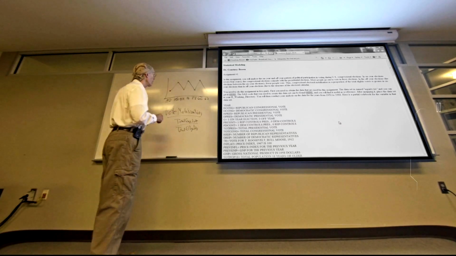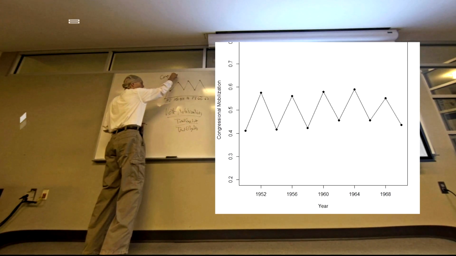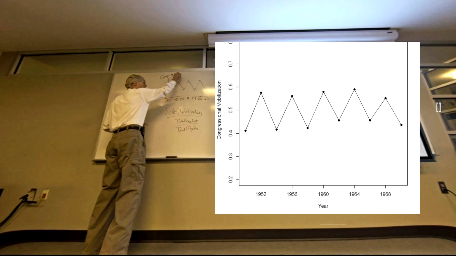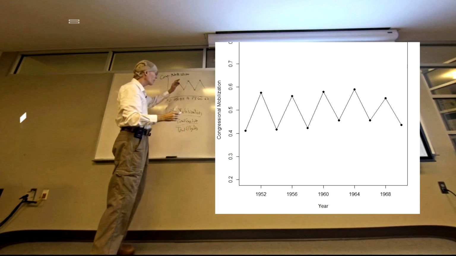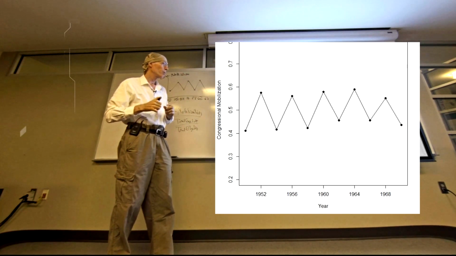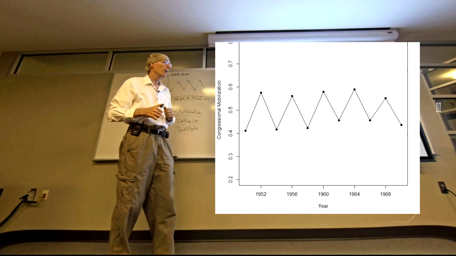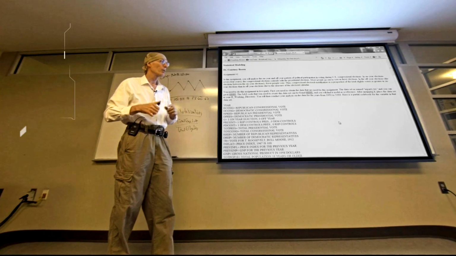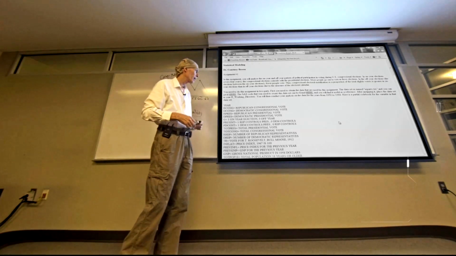You have, on the vertical axis here, congressional mobilization. So congressional mobilization is higher on the on-years. You need to do this assignment in two parts. First, you need to obtain the data that are used for the assignment. The data set is called usparty.txt, and you can get it here. And we're going to click on that.